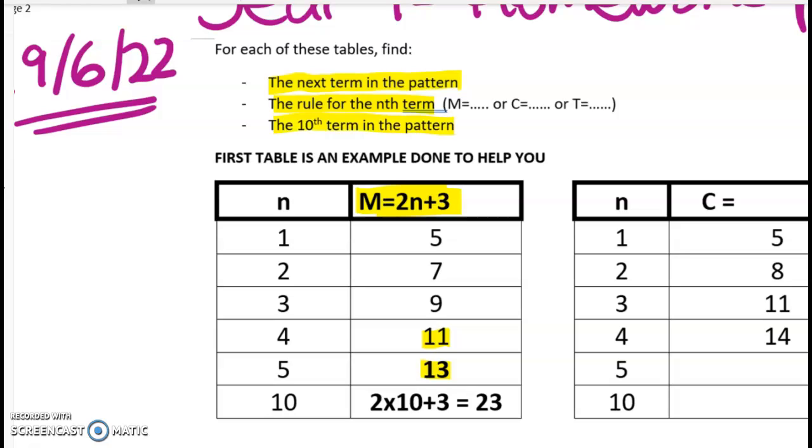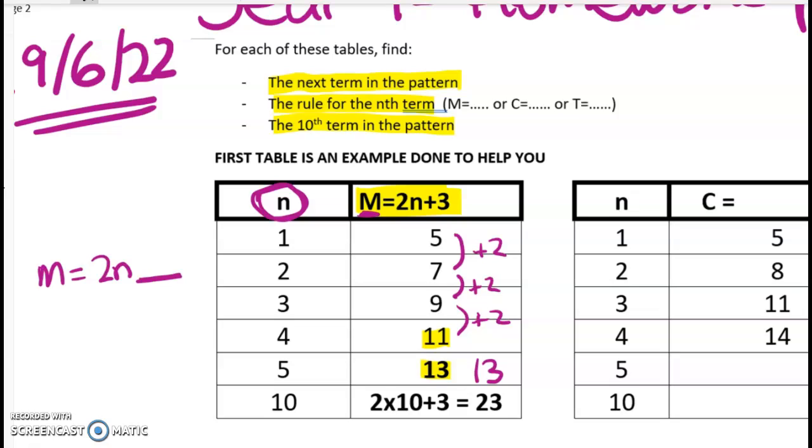Okay, so the first one was an example done to show you. We find the next term by looking at what's happening, and we can see that this is going up by 2 every time. So the next term here was 13. And then we can write the rule for the pattern. The rule is going to have 2 bits. It's going up by 2 each time, and that means that when n goes up by 1, m will go up by 2. So my rule will be 2 times n and then something stuck on the end.